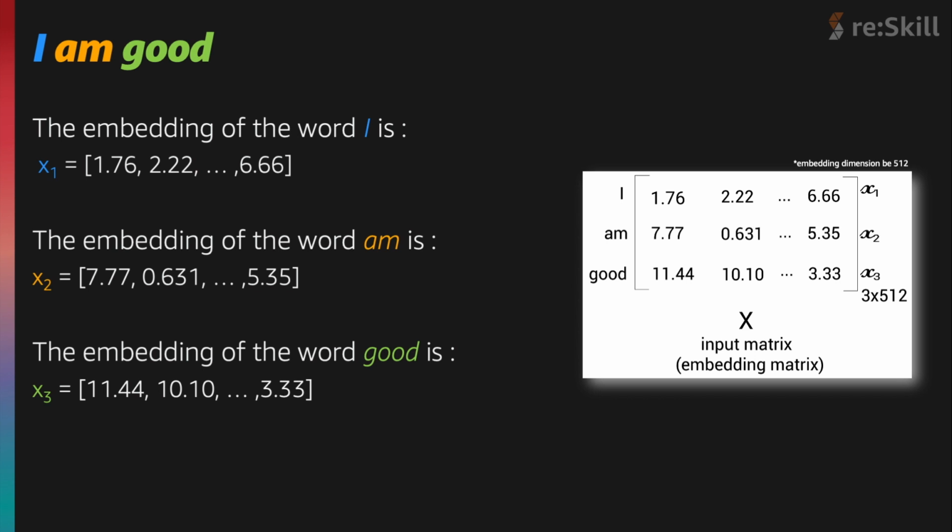Suppose our input sentence, or the source sentence, is "I am good." First, we get the embedding of each word in the sentence, as we can see here. Note that embeddings are just the vector representation of the word, and the values of these embeddings will be learned during the training process. Let's assume the embedding dimension is 512. Then our input matrix X will have a dimension of 3 cross 512, as we have 3 words in the sentence.